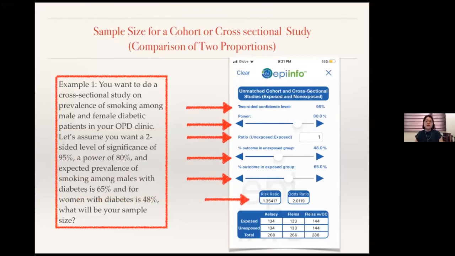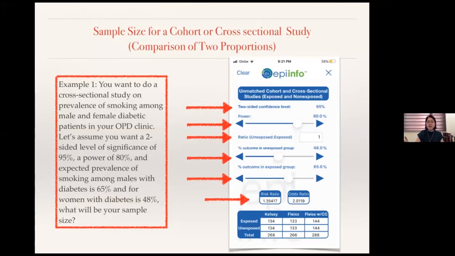You will notice, no, if some of you were able to download and you put in those data, you will notice that the risk ratio and odds ratio will automatically change when you move the bar on the exposed and unexposed groups, no? So that's okay because it automatically computes for that.